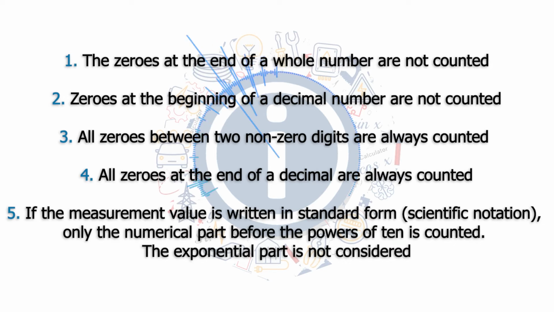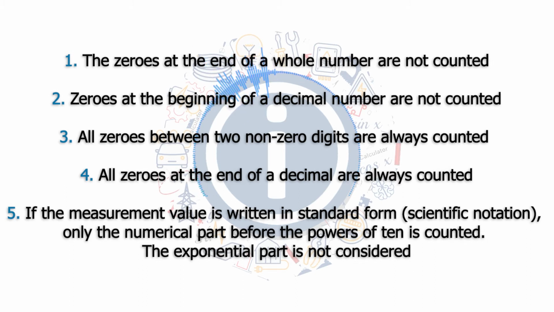1. The zeros at the end of a whole number are not counted. For example, in the value 7,800 kilograms, there are only 2 significant figures, 7 and 8. This is because zeros here act simply as placeholders. They are not meaningful digits. They are written in the measurement result only to show that the measurement value contains 78 hundredths of a kilogram, not 78 kilograms or 7.8 kilograms.